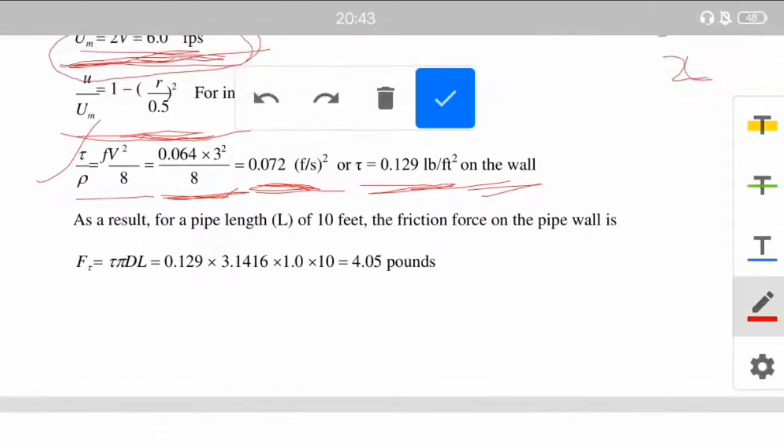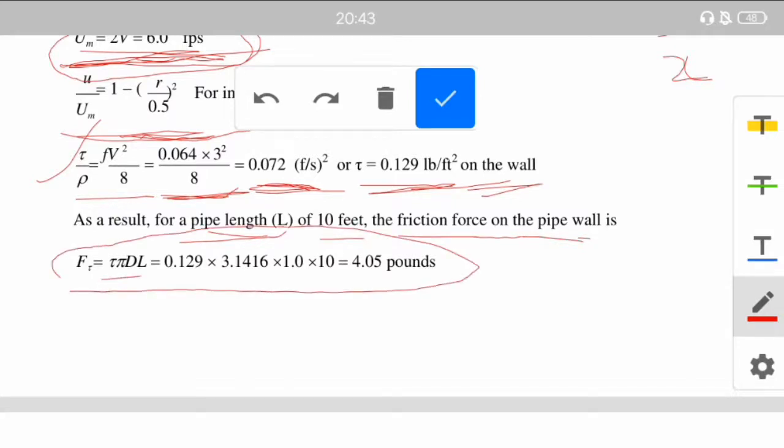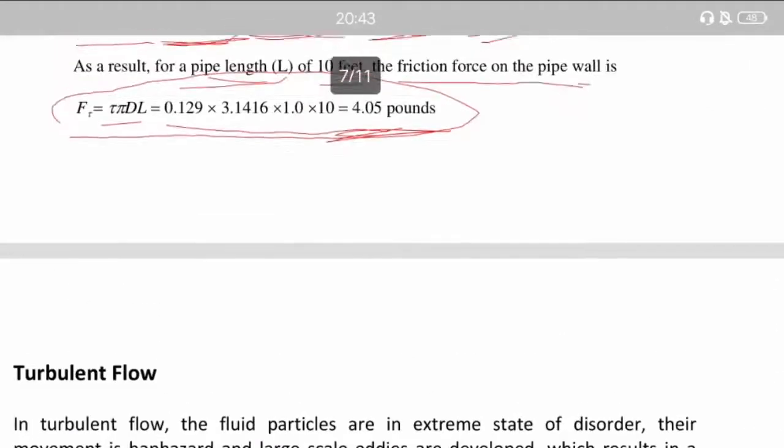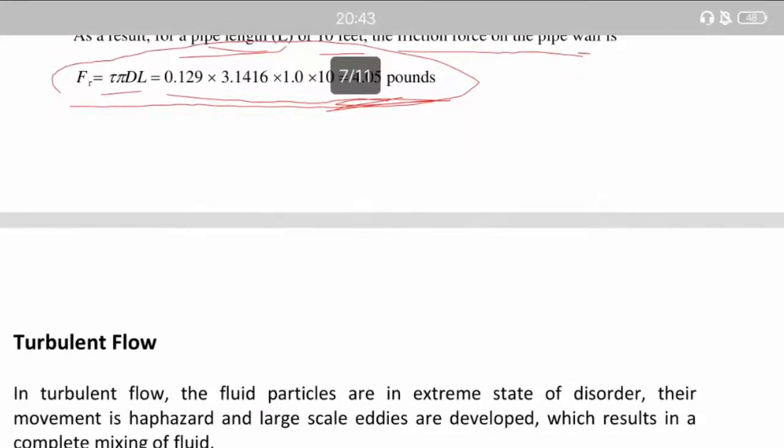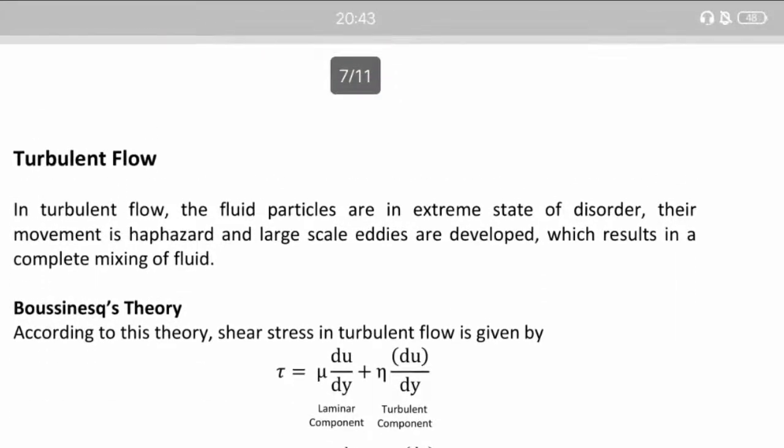As a result, for a pipe length L of 10 feet, the friction force on the pipe wall is Ft is equal to tau pi dl, and it is equal to 4.05 pounds. So next, moving on to the turbulent flow.